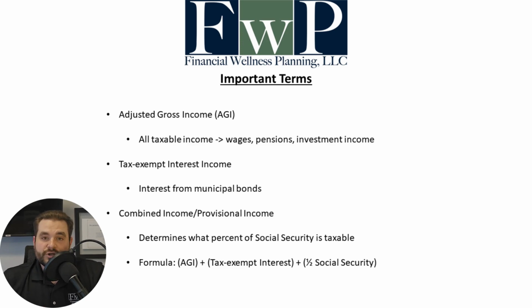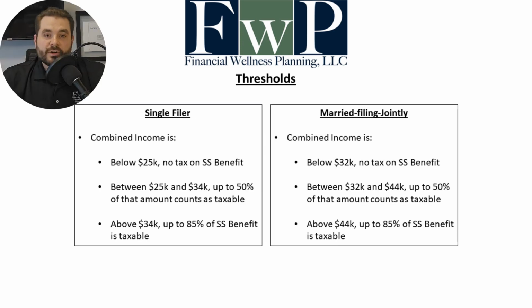The final term that you should understand is combined income or provisional income, and these terms are used interchangeably and they mean exactly the same thing. But your combined income is what is used to help determine how much of your Social Security benefit could be subject to taxes. The equation that is used to determine that amount is your AGI plus your tax-exempt interest plus 1/2 of your Social Security benefit. Once the IRS determines what your combined income is, they're going to compare that to certain thresholds.